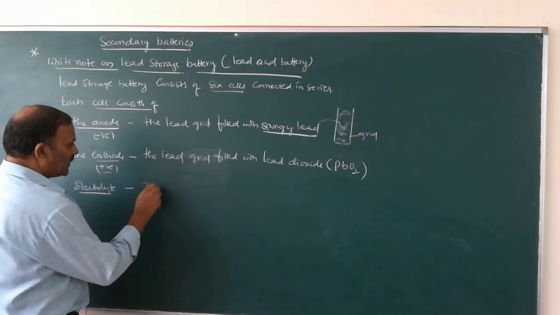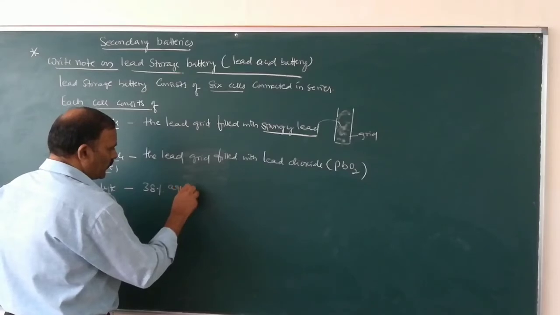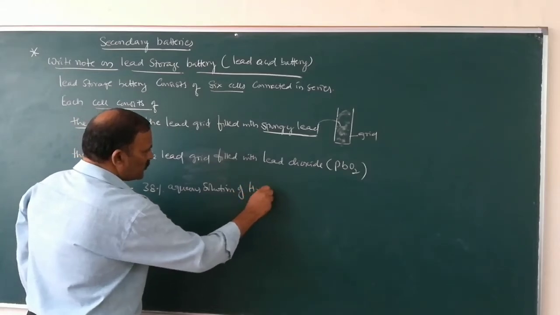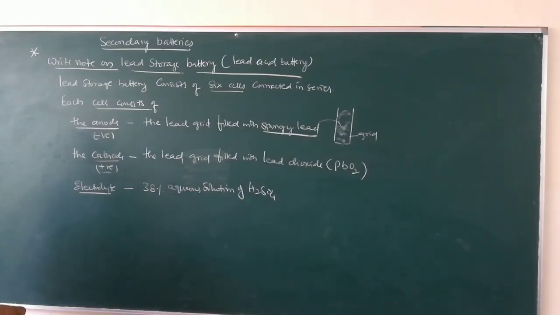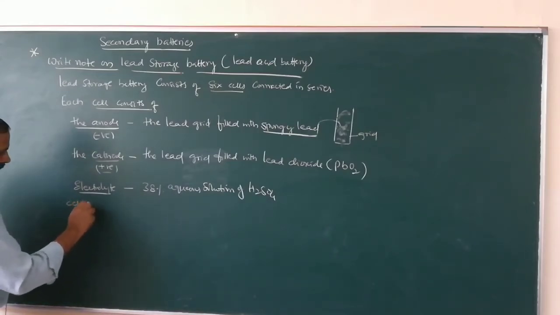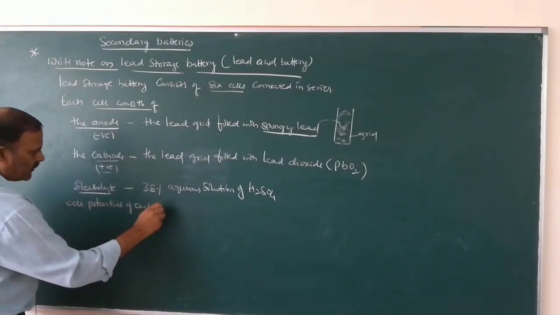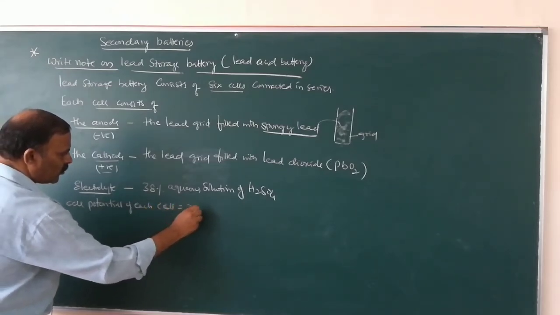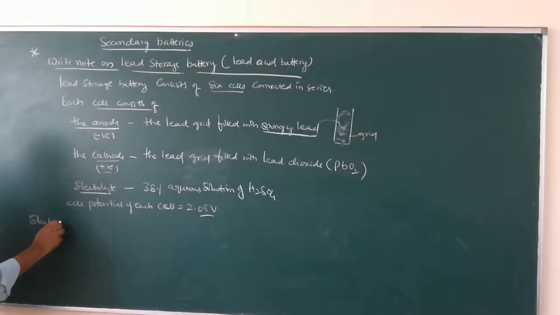Electrolyte is 38% aqueous solution of H2SO4, sulfuric acid. So 38% sulfuric acid is used as an electrolyte. So what is the cell potential? Cell potential of each cell in lead storage cell is equal to 2.05 volt. Then what are electrode reactions?